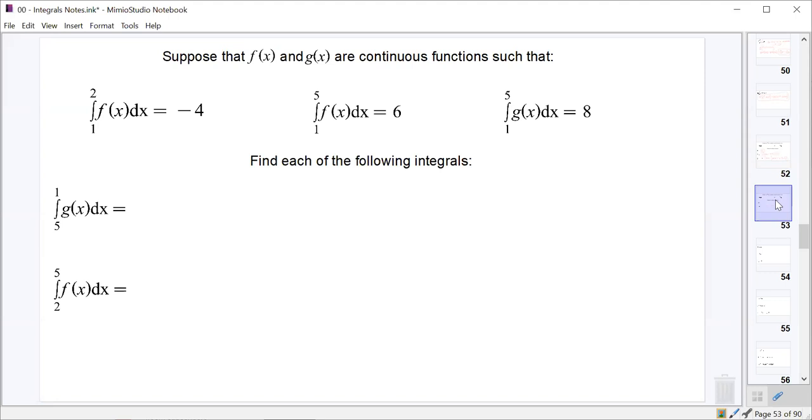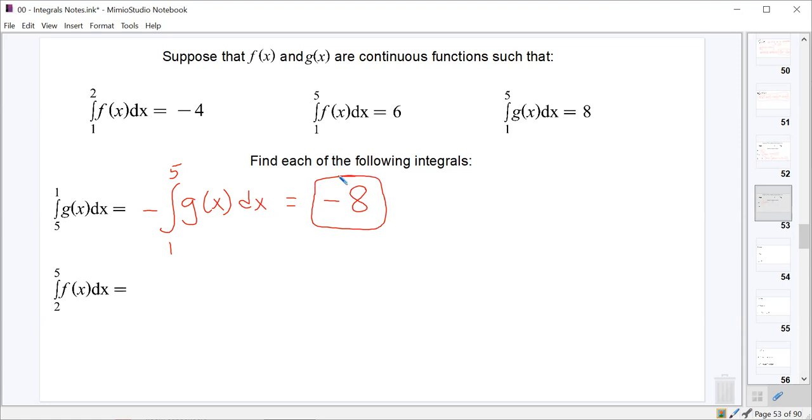And we've got the same three values for the integrals here, but now we want to find the integral from 5 to 1 of g of x. Well, that's equal to the opposite of the integral from 1 to 5 of g of x. And we know the integral from 1 to 5 of g of x is 8. So this is just -8.